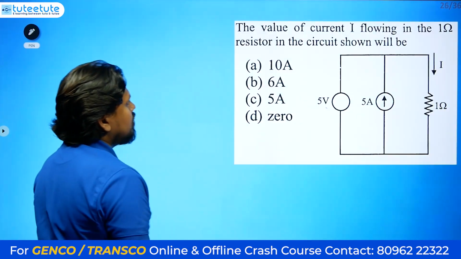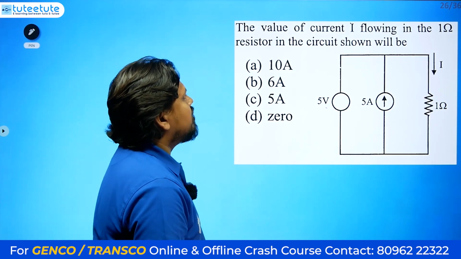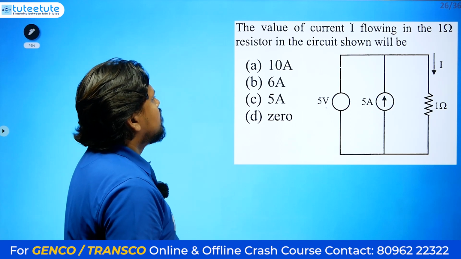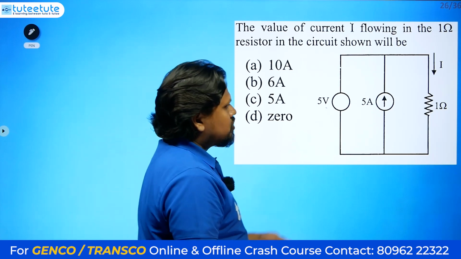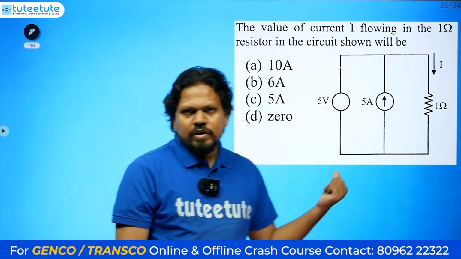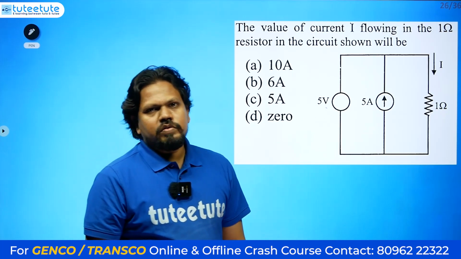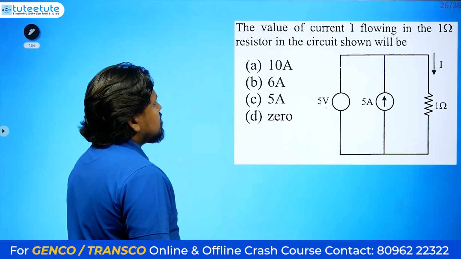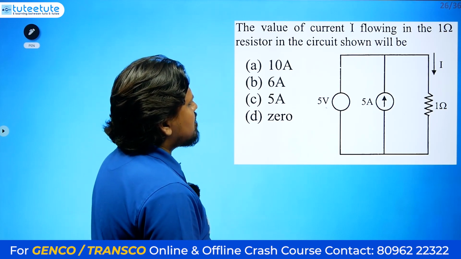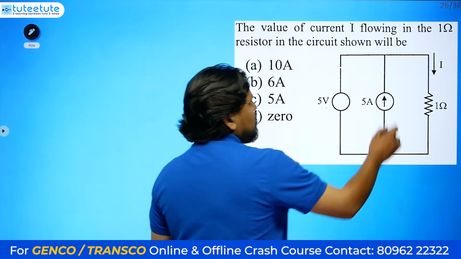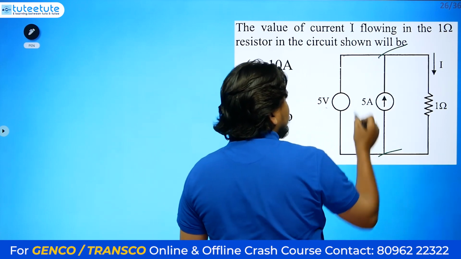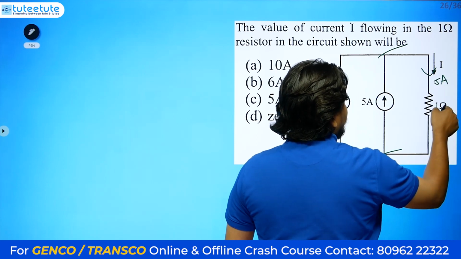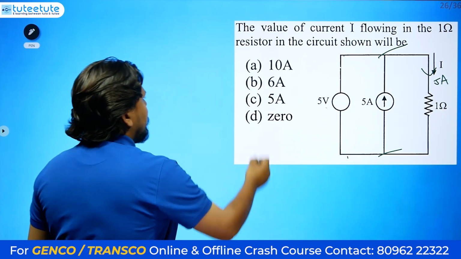Okay, so next question: the value of current I flowing in the 1 ohm resistor in the circuit shown will be. This is a very important question. It was an engineering services question, and it is also one of the GENCO questions previously. I think in 2012 they asked this question. They have mentioned the current in that resistance. Directly, within a fraction of a second, the voltage between these two is 5 volts, so you will be getting 5 amperes of current here. No problem, the answer is 5 amperes.